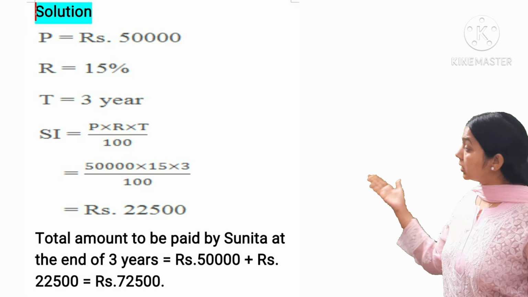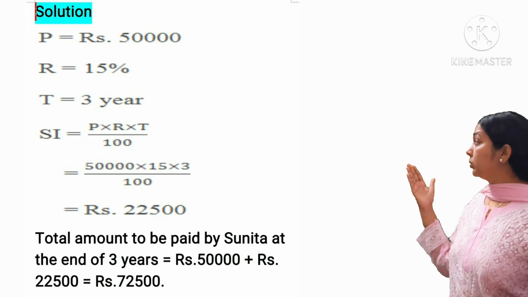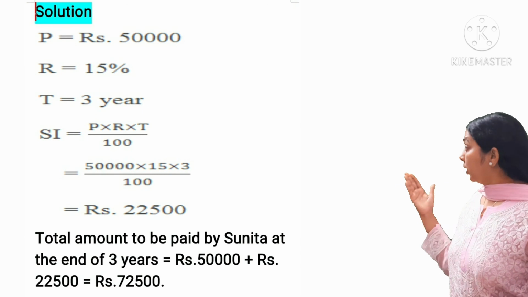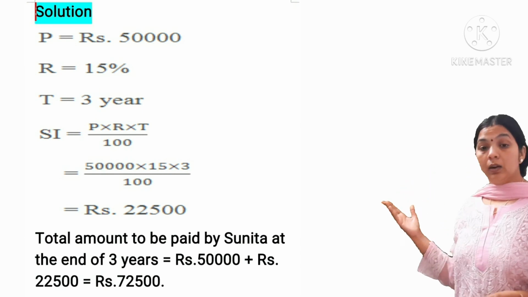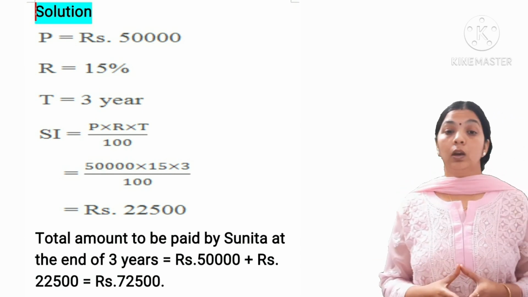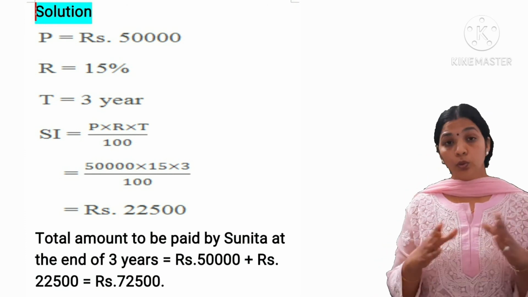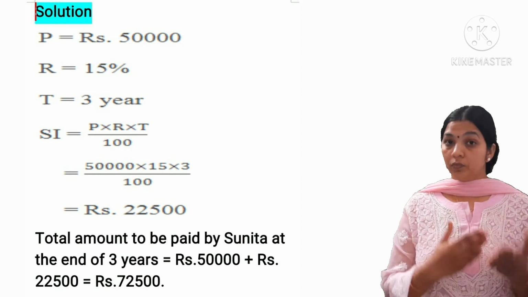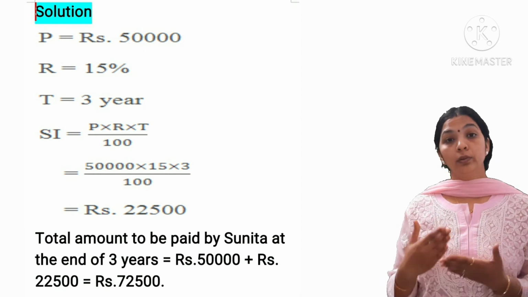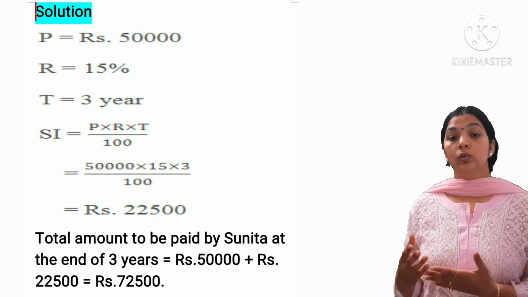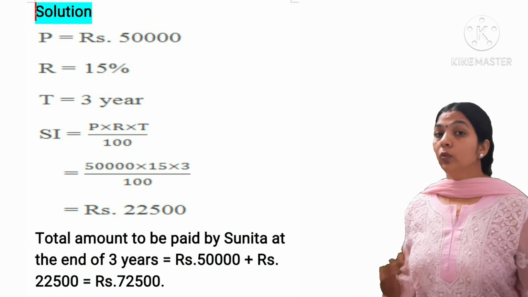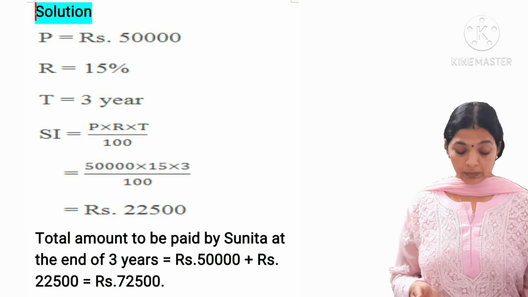So we will use the same formula, SI is equal to P into T into R upon 100, that is 50,000 into 15 into 3 divided by 100. So it would be 22,500. The total amount to be paid by Sunita at the end of 3 years would be 50,000 plus 22,500. So that is 72,500. So this is how we use the formula of simple interest for multiple years.